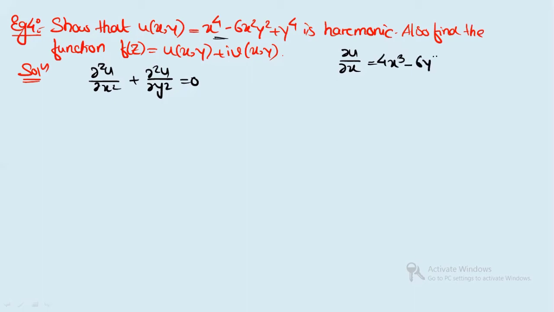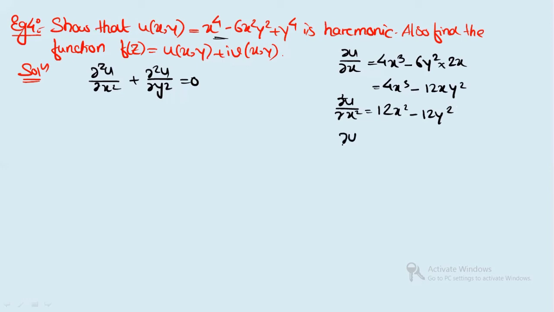Minus 6y square is constant, and x square on differentiation will give you 2x. Again the last term is constant. So this is 4x cube minus 12xy square. Again on differentiating, del square u by del x square will give you 12x square minus 12y square, right? This is what you will get.